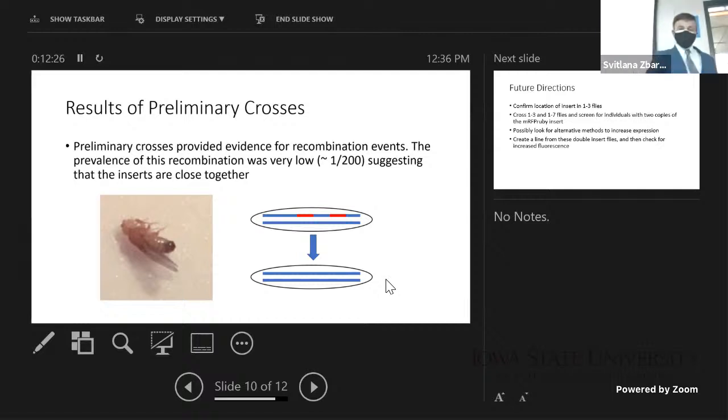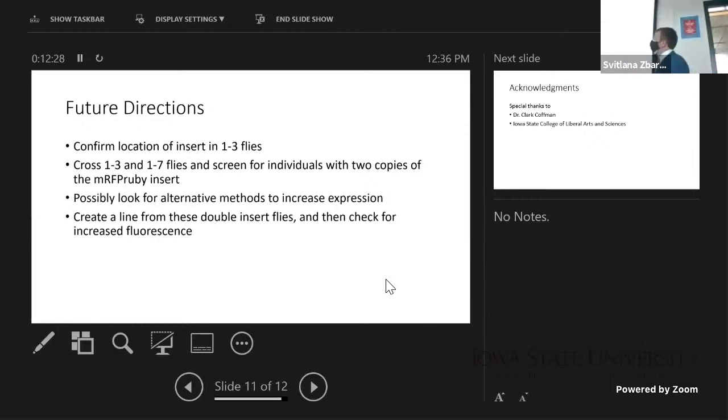So some of my future directions right now are to finally confirm that location of the 1-3 insert, hopefully do some of those crosses. Again, I'm a senior, so I'm going to be graduating in a few weeks, and so that might be on a future researcher next year, hopefully. And then possibly look into alternative techniques to increase the expression of that red fluorescent protein to allow us to visualize those migrating cells earlier.